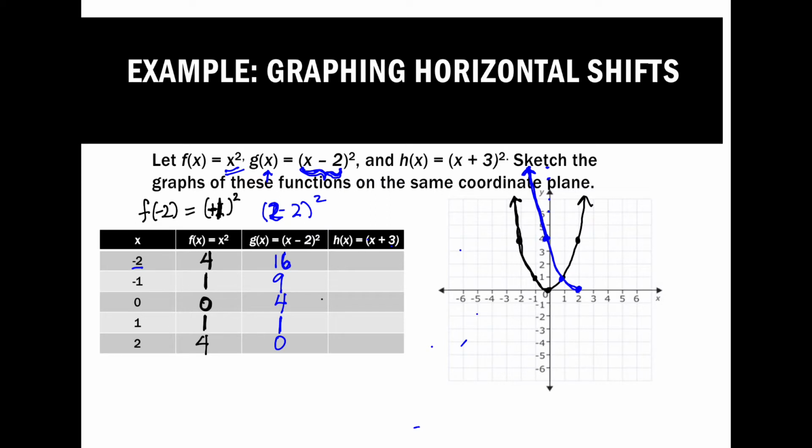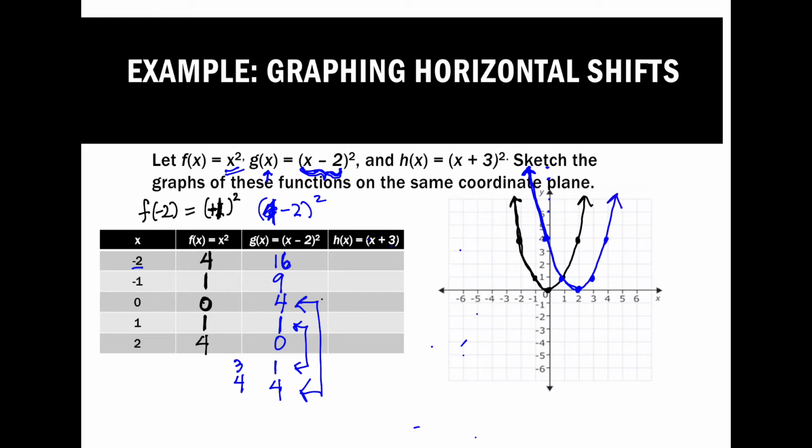You can kind of see there that if I plugged in some more points here, like let's say 3 and 4, 3 minus 2 is 1, and 1 squared is 1. And 4 minus 2 is 2, and 2 squared is 4. So we start to see that this is also a parabola, but we've shifted where its vertex is, which is the lowest point there, over. 3 gives us 1, 4 gives us 4.